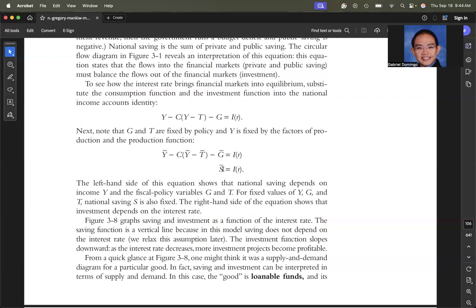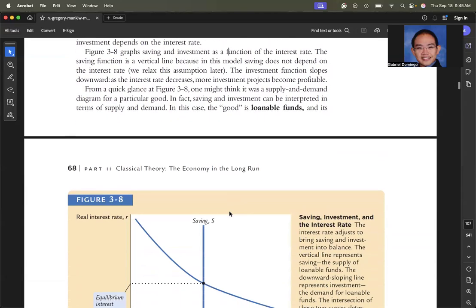But in equilibrium, your investment has to equal your savings. It cannot be different, because we have to impose this as the equilibrium condition. What is the price that makes sure that your investment equals your savings? It's the real interest rate. That's the price that makes sure that your Y equals C plus I plus G, and it's also the price that ensures that your savings equals your investment.